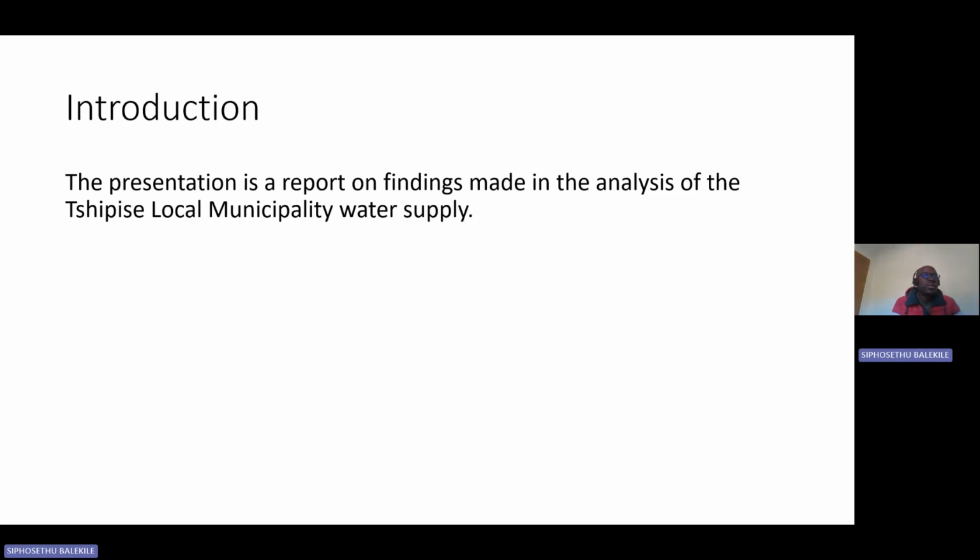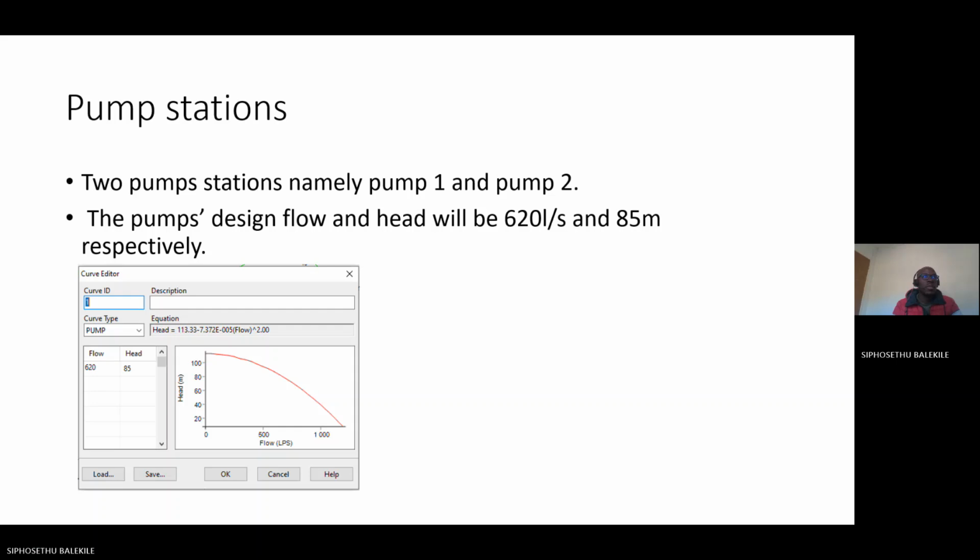So the presentation is basically a report of my findings in the analysis of the Tsipi's local municipality water supply. I will first deal with the pump stations. So the project will have two pumps, namely pump 1 and pump 2. Pump 1 will be extracting water from the source into the water treatment plant. So it will be pumping water from the source into the water treatment plant. And then pump 2 will be pumping water from the treatment plant into the bulk reservoir.